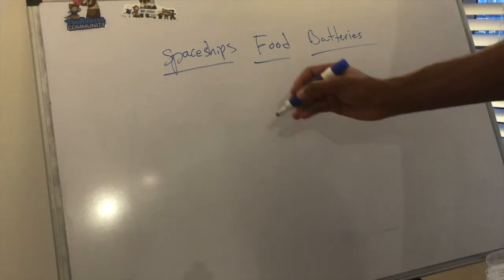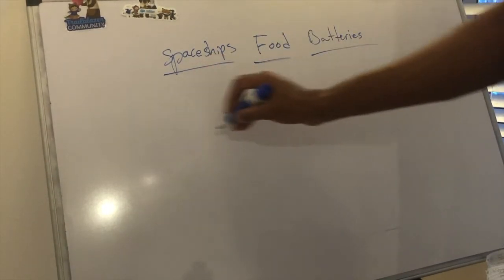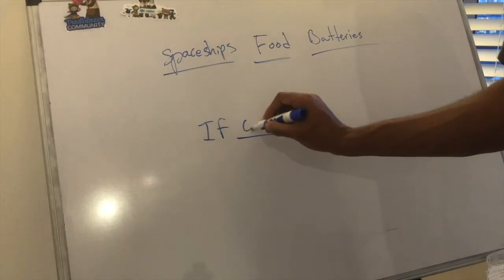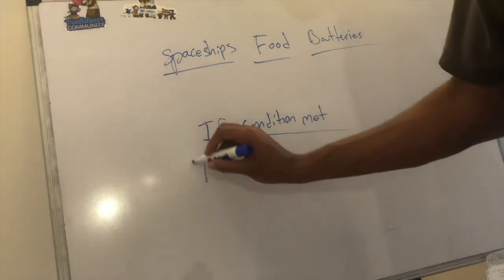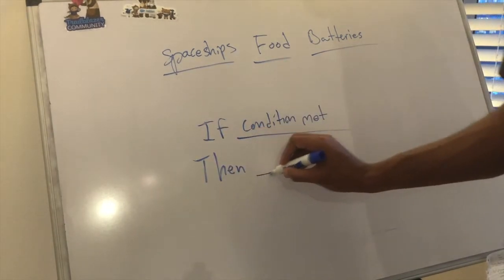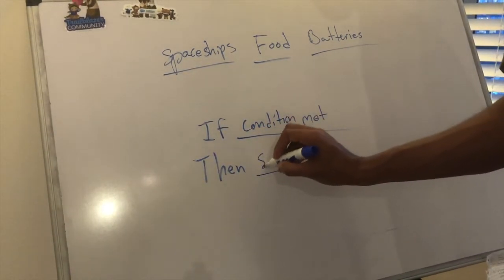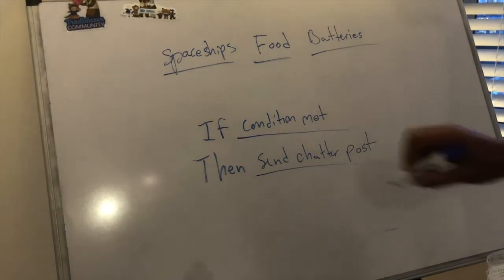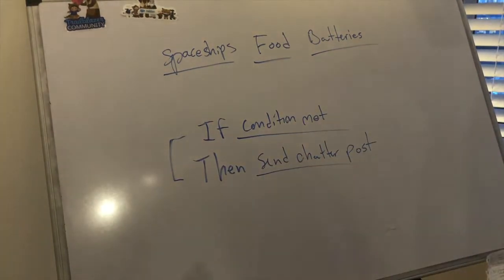So all it is gonna be is just an if statement. I'll just write one for all of these. It's gonna be if a condition is met, say condition, we're going to send a chatter post. Okay, so simple enough. It's an if-then statement. It's just saying if condition is met, then send a chatter post.